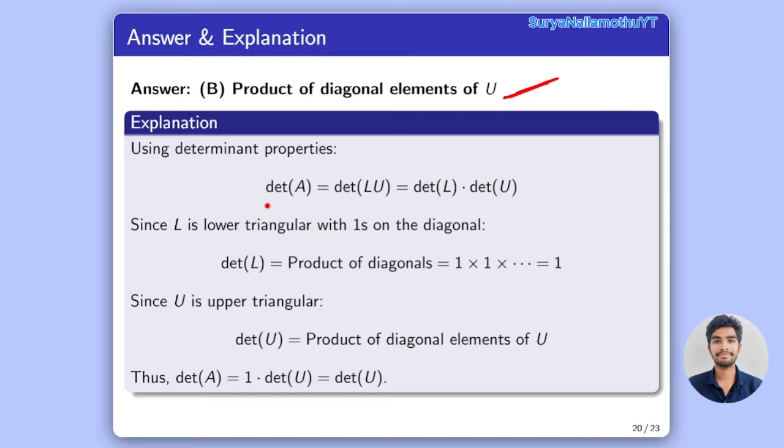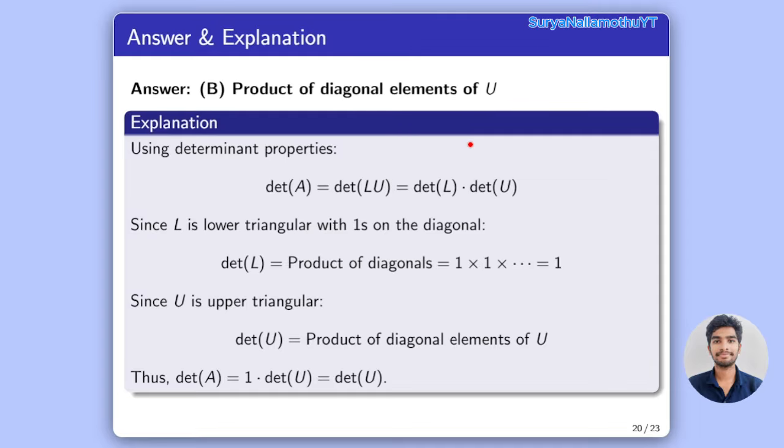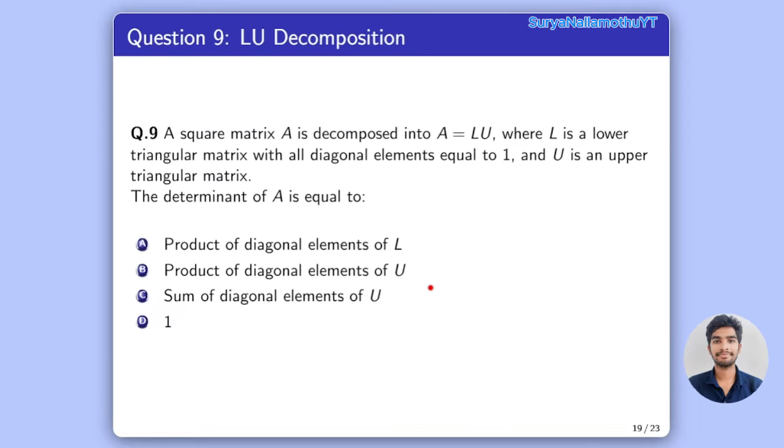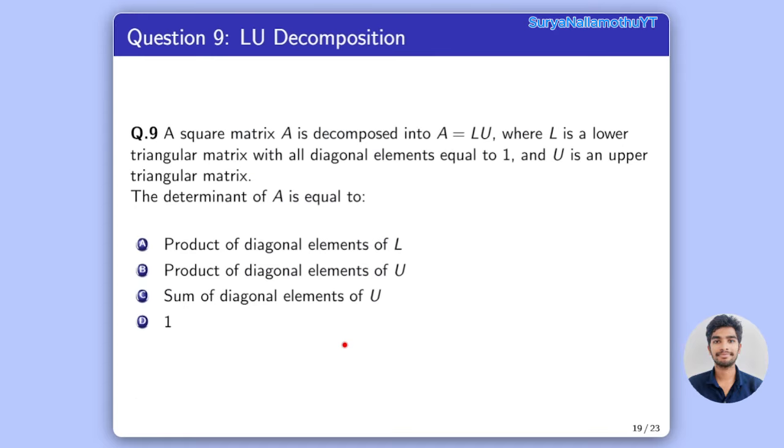Delta of A is equal to delta of LU, right? So delta of L into delta of U. Let's apply the determinant on both sides. The delta of L is equal to the product of diagonal elements, and L is a lower triangular matrix with all diagonal elements equal to 1, so delta of L is equal to 1. It means delta of A is nothing but delta of U. Delta of U is the product of diagonal elements of U, since U is an upper triangular matrix. This is the correct answer. So I made a mistake on this one.